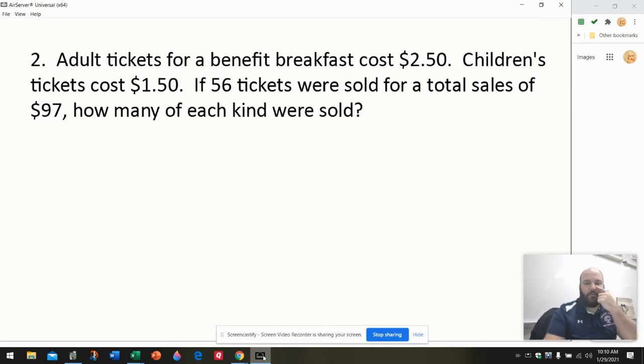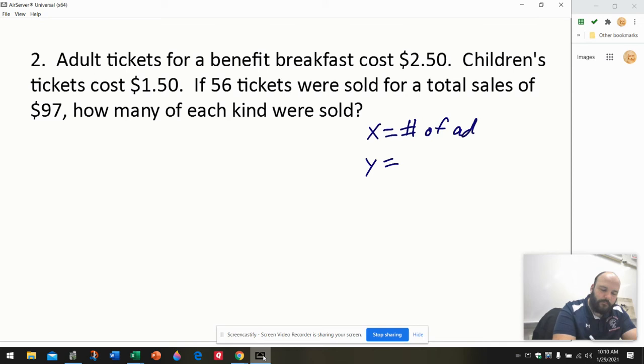Once again, we're going to go through this step by step. The first thing we're going to do is define our variables. We're going to have an x and a y, and it's the same as the last one. X is going to be the number of adult tickets. Y is going to be the number of child tickets.